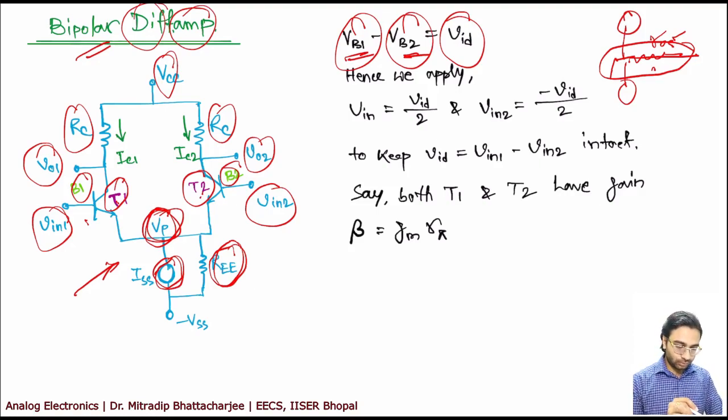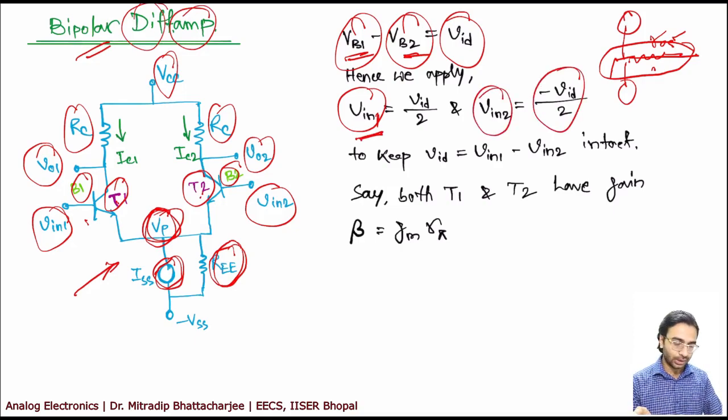Now, as usual, this is V in 1, so your V in 1 will be VID by 2 and V in 2 will be minus VID by 2. So it is a differential input, right? And VID is equal to V in 1 minus V in 2. If we consider this T1 and T2 to be identical, the gain for both of them I can consider as GM R pi. We have calculated this gain previously when I was discussing BJTs, so you can go back and check if you don't remember, but the beta value was GM R pi.